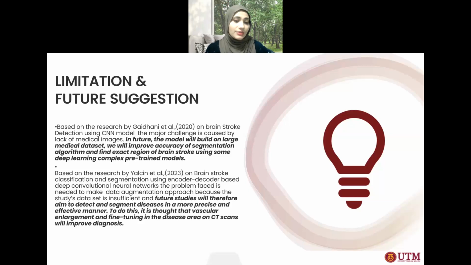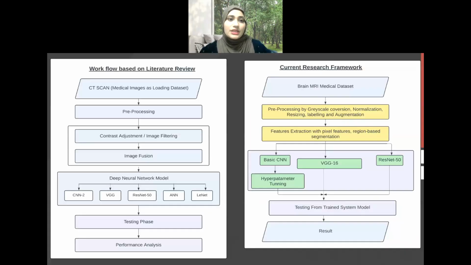So vascular enlargement and fine tuning in the disease area, because they have used CT scans. Most of the research uses CT scans because MRI datasets are not very available from a specific hospital or from a specific geographical background. So this is what we are going to do, what we are going to specialize in compared to the literature review, in our current research framework.